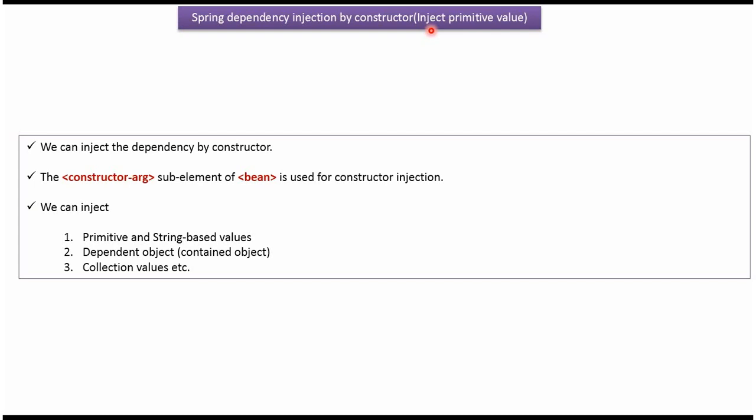In this video tutorial I will cover how to inject a primitive value using dependency injection by constructor. We can inject dependency by constructor. Constructor argument is the sub-element of bean. Using that, we can do constructor injection. We can inject primitive value, string-based value, dependent object, collection values, etc.